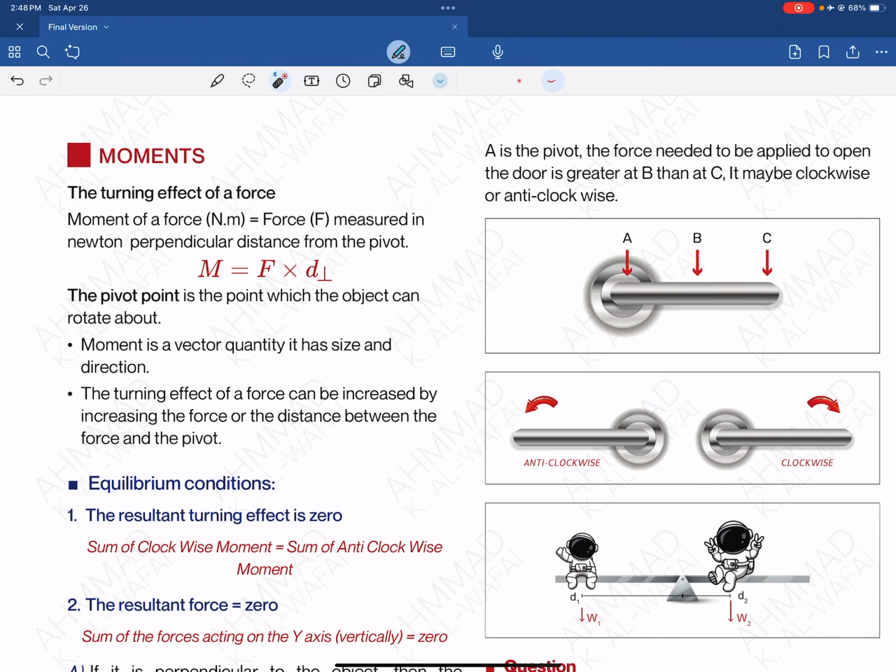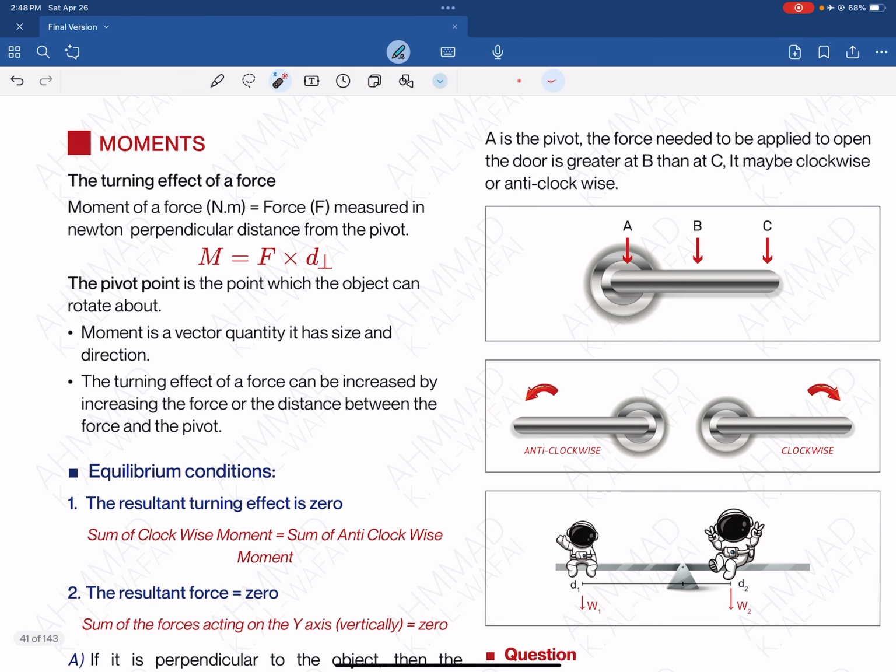Okay guys, now we're going to be talking about moments, which are the turning effect of a force. As we said in the last video, moment is equal to the force multiplied by the distance from the pivot that is perpendicular to the force. This is what can create or calculate the turning effect.